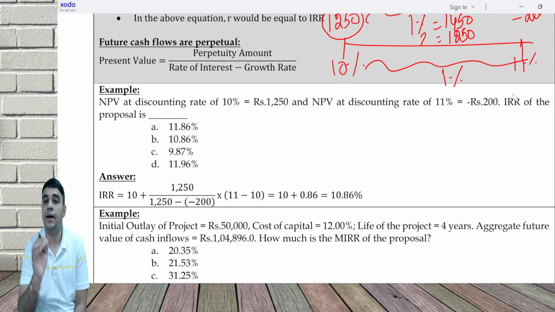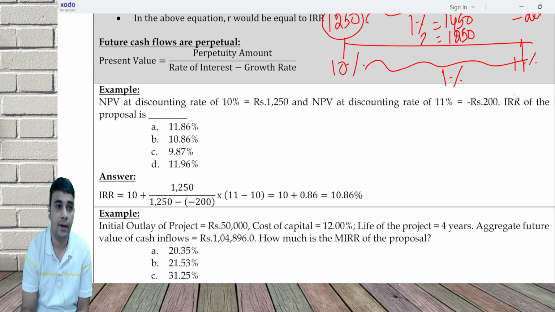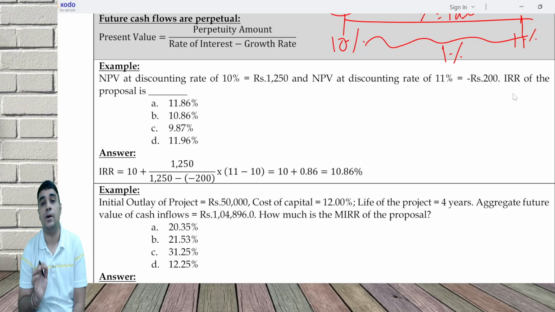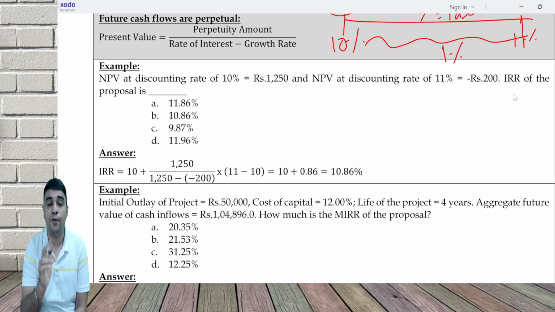The same thing can be done in the formula also. Next, the initial outlay of a project is 50,000. The aggregate inflow is one inflow of 1,04,896. How much is the MIRR? MIRR is modified IRR, I'll discuss it. The calculation remains the same.